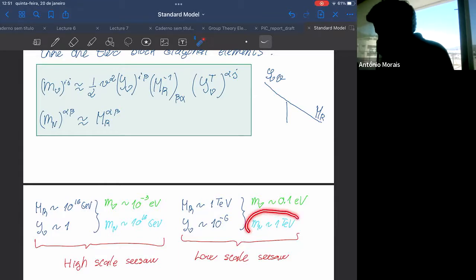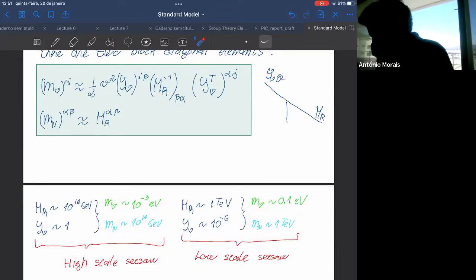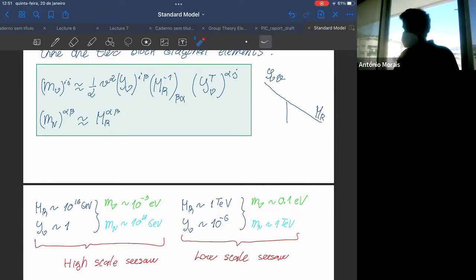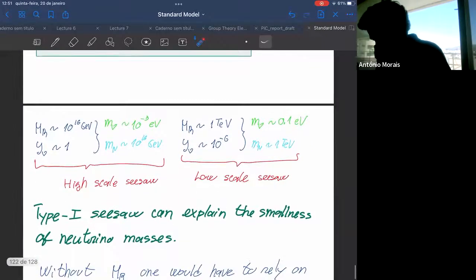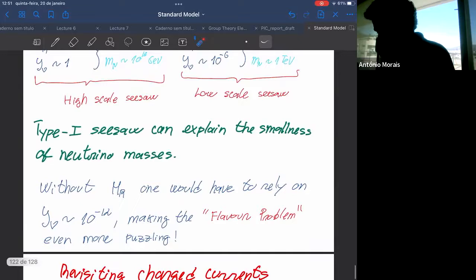And this also gives a new physics neutrino that is next door to us, to eventually see something in the future. And the active neutrinos would be sub-electron volt. This is like the restriction. They have to be sub-electron volt mass. So these are two types of seesaw that can explain the smallness of neutrino masses. And of course, let's say that without MR, one would have to rely on this size, making the flavor problem even more puzzling.